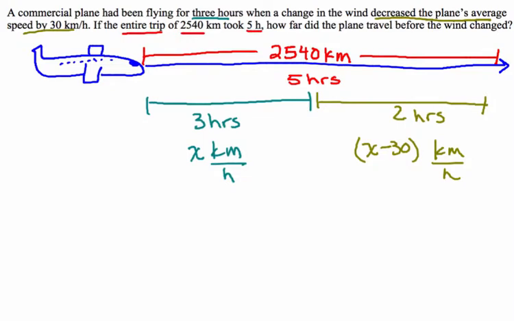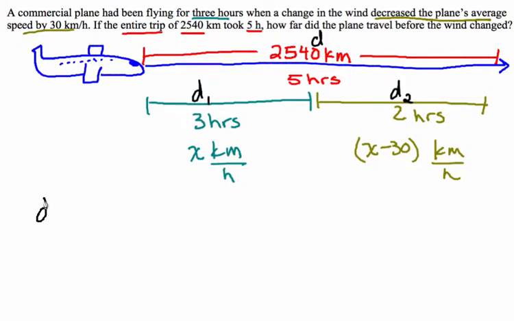So let's apply what we know about distance, rate, and time. For the first 3 hours, they flew some unknown distance. This is distance 1. I'm going to call that d sub 1 for distance 1. For the last 2 hours, they flew another distance, distance 2. The whole thing, 2,540 kilometers, I'm going to call that just d for the total distance.